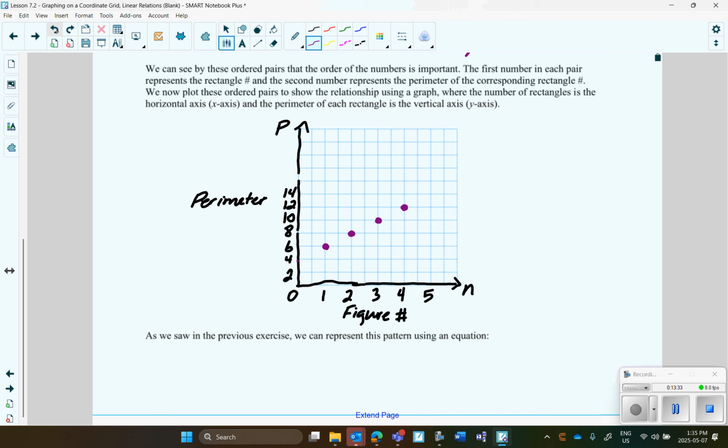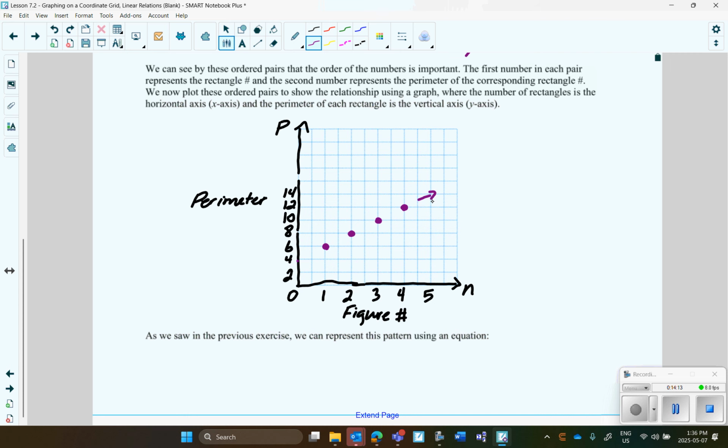If you had a line here, you're telling me that figure number 1.5 is going to be 7. Does that make sense? Can you have a figure 1.5? No, it's either figure 1 and 2 and 3 and 4 and 5, nothing in between, right? So if it's nothing in between, we do not connect the points. However, we need to show that it goes forever, like it keeps going. So I draw just a little arrow on the end like that.